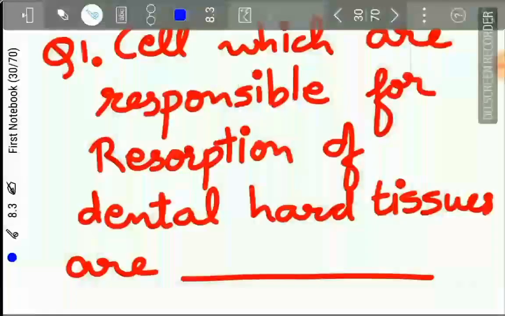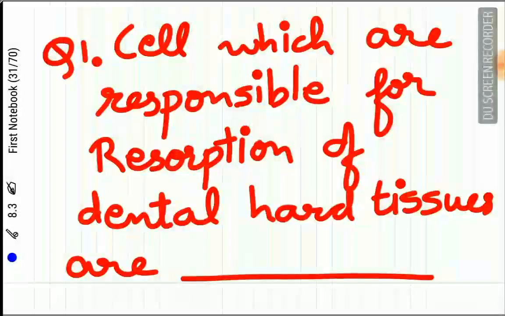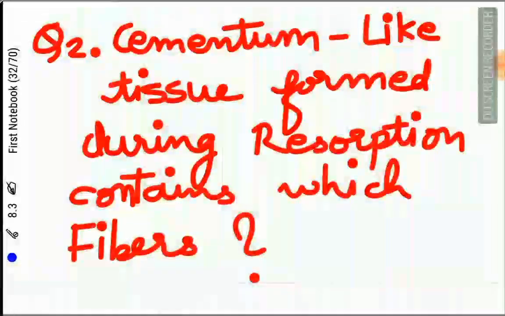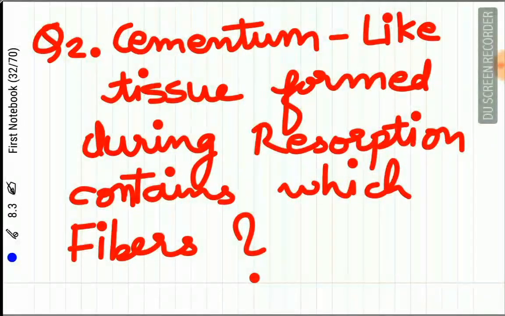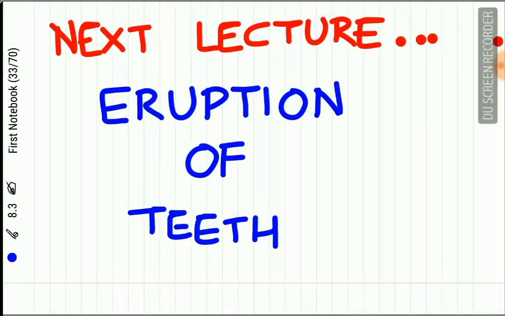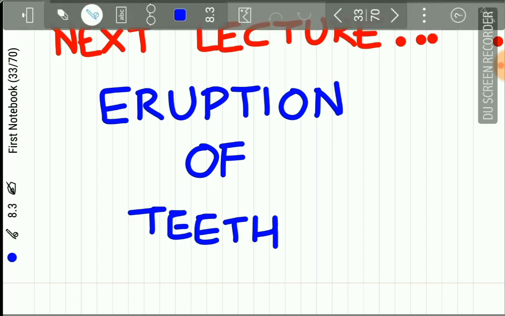Now the quiz time. The first question: the cell which is responsible for resorption of dental hard tissue is called what? The second question: the cementum-like tissue formed during resorption contains which fibers? So here we complete the chapter of shedding. In the next lecture we will be studying about the eruption of teeth.